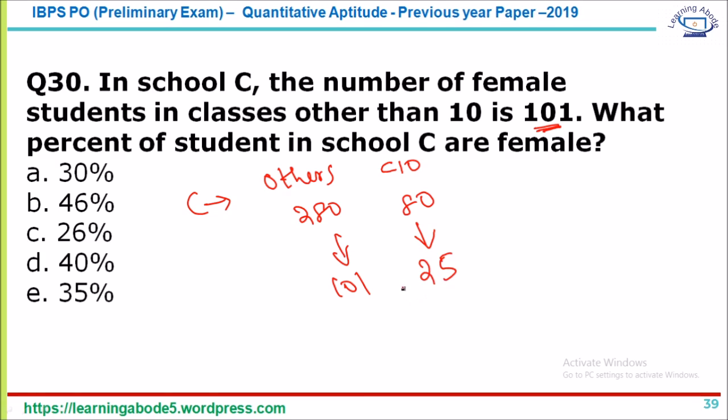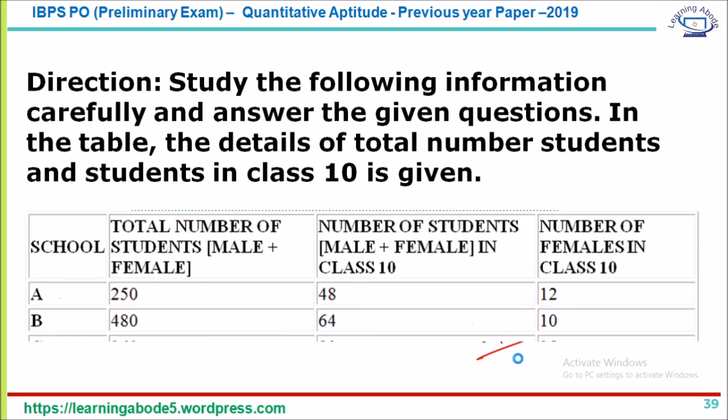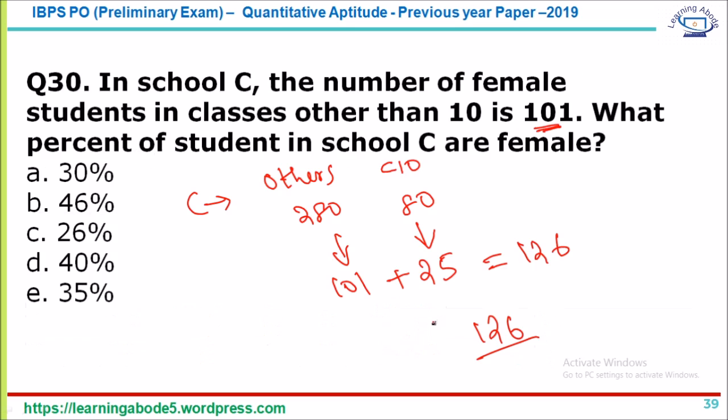And here we know it is 25 female. So that makes a total of 126 females. Then 126 out of totally how many students are there in school C? 360. And wherever required, as I said already, please pause the video and look at the data. So into 100, that's equal to 35%. That's option E, 35%.